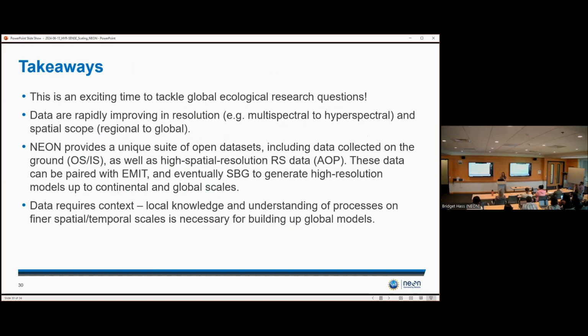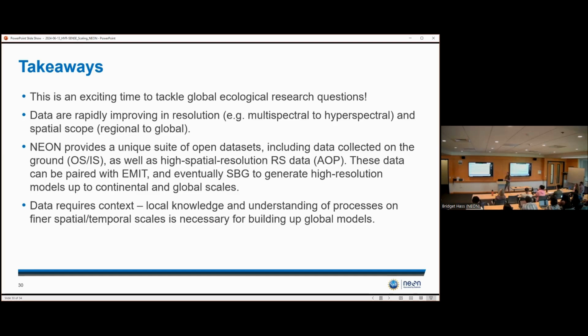Okay, so it's a bit of a whirlwind, but in summary, it's a really exciting time to tackle these kinds of global ecological research questions with all of the data that's available and becoming available in the next 5-10 years. Data are rapidly improving in resolution, from multispectral to hyperspectral and from regional to global. And NEON is really designed to be this bridge to satellite data, with everything from ground-based collections that can be used to model data at a larger spatial scale.